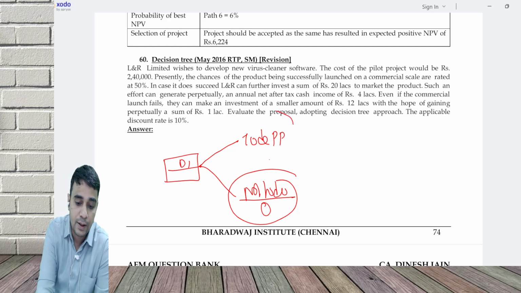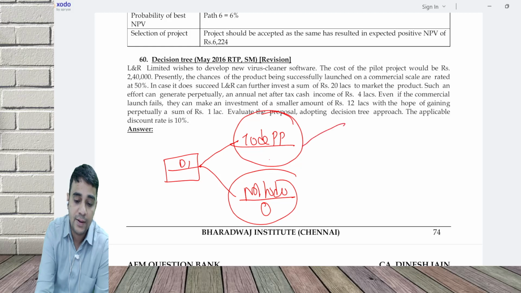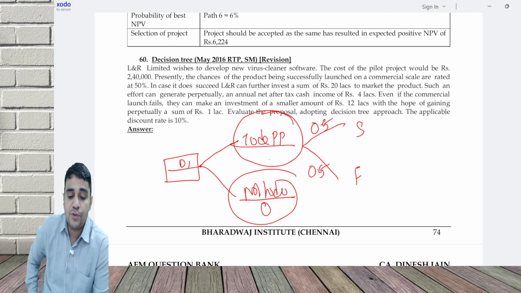So here I'm putting a circle, and I'm dividing this into two: success and failure, with probability 50-50. If success happens, what is the next thing I can do? Invest or not invest. So that's a decision I have to take.